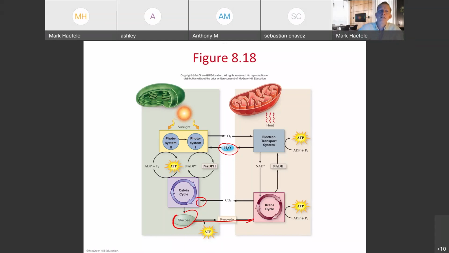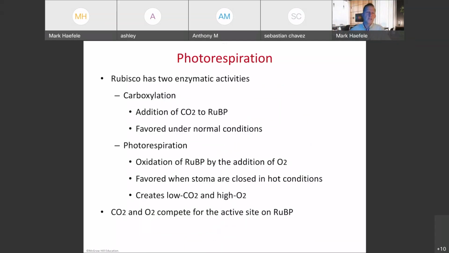So we talked a little bit about C3 photosynthesis, which is kind of standard photosynthesis. Now we want to talk about one of the weaknesses or problems associated with the enzyme in Calvin's cycle, which is Rubisco. Remember we said that Rubisco had two different functionalities. It had carboxylation, the carboxylase, and it also has this oxygenation piece, the oxygenase.